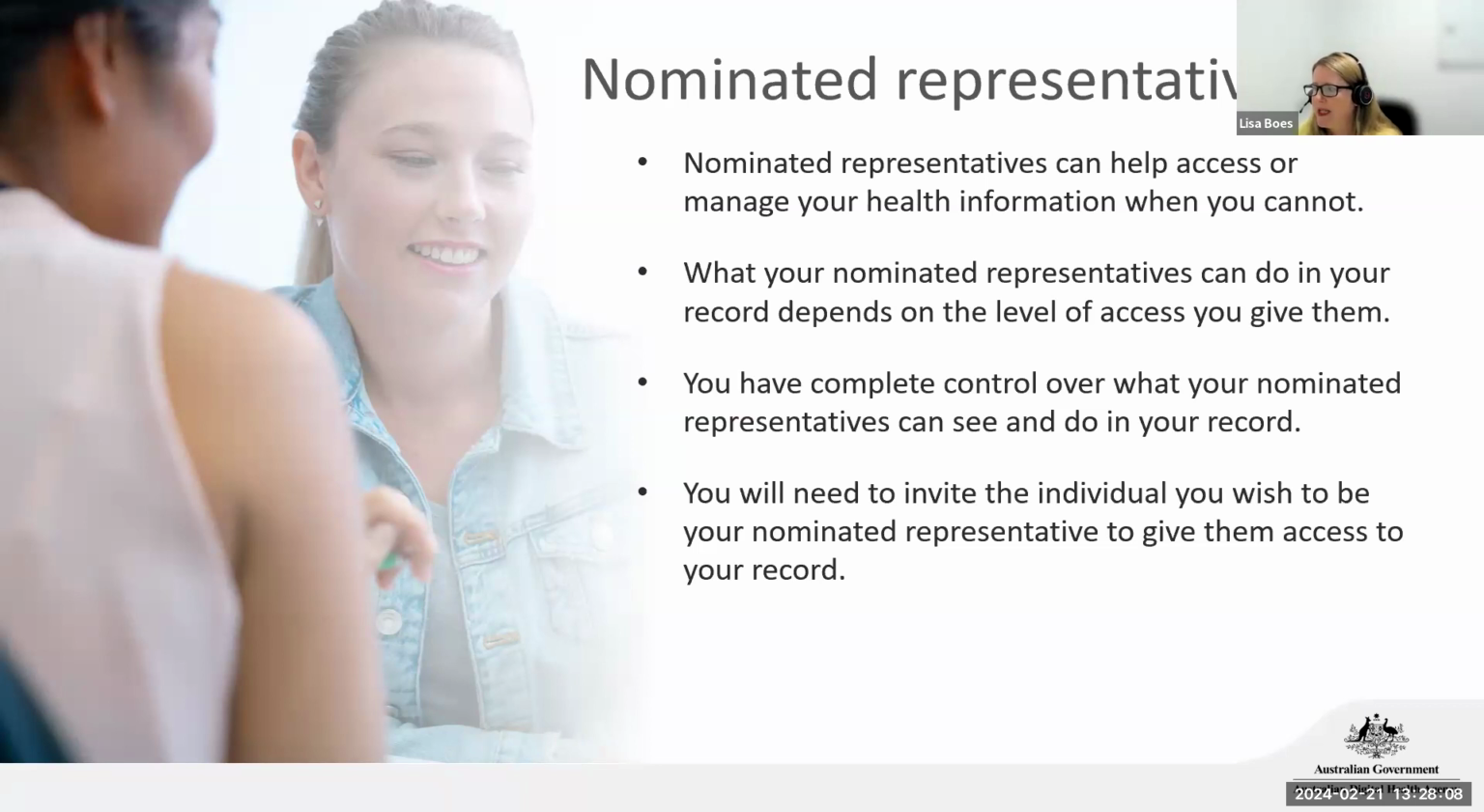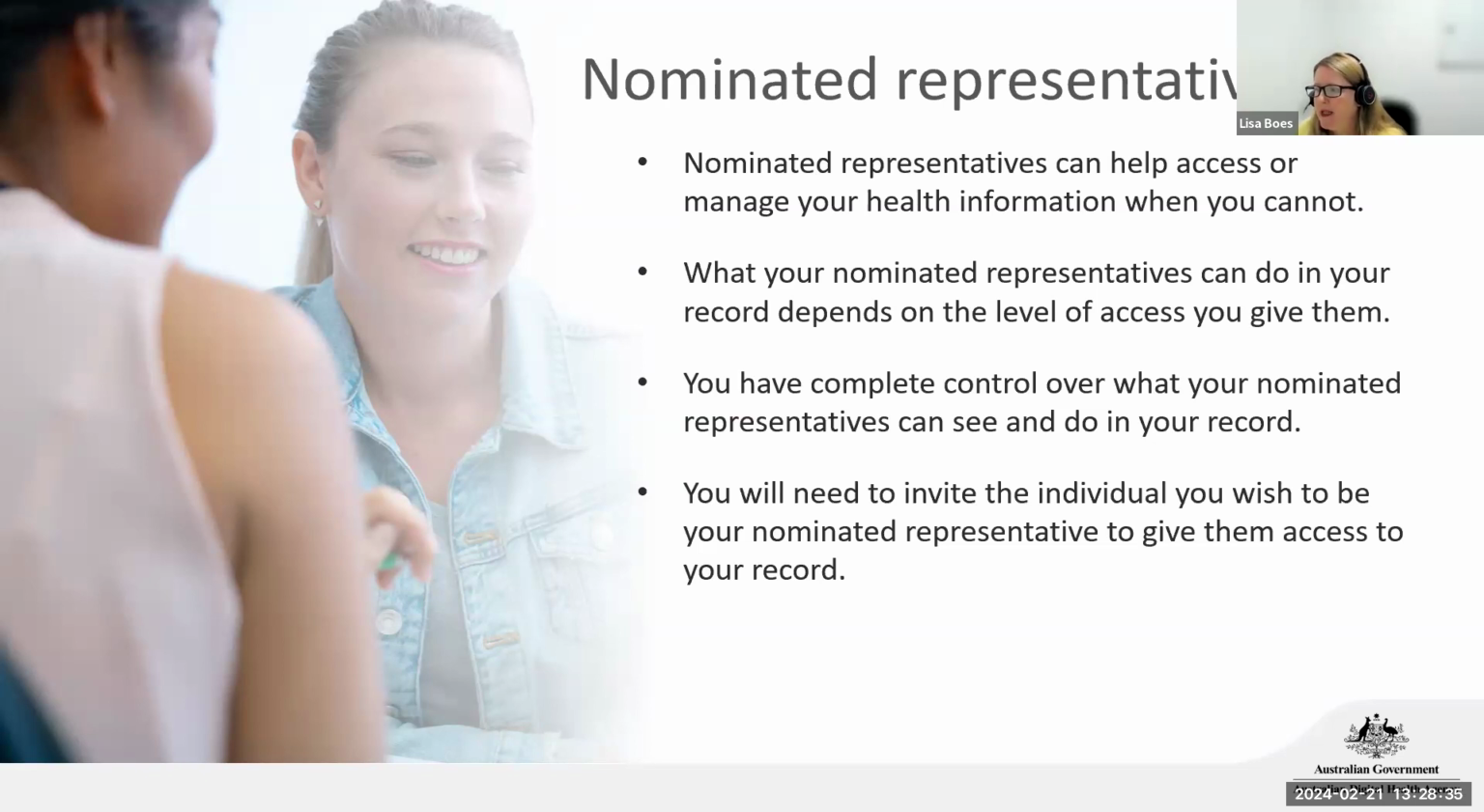A nominated representative with a general access level can view documents, except those the person who holds the record has set as restricted access. They can't give another person access to your record. They can't change the access level for other nominated representatives or remove other representatives or make changes to the Medicare information, or remove documents. They can't add information. They can't cancel the record.